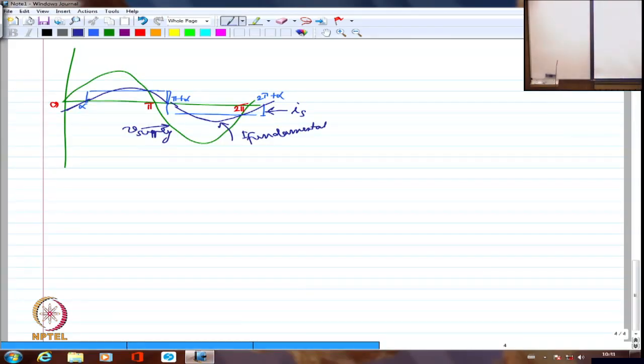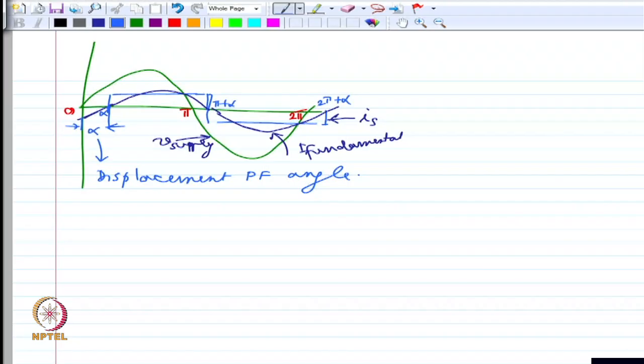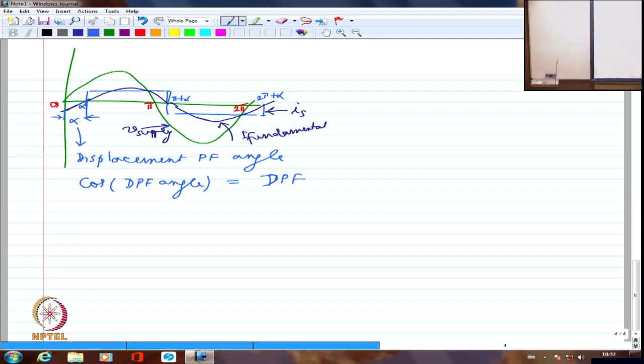Right? Now whatever is the displacement between the fundamental voltage and fundamental current, between these two, this angle, which is alpha in this case, is called the displacement power factor angle. And cos of this displacement power factor angle is known as the displacement power factor. So I will have essentially this contributing towards the requirement of reactive power.